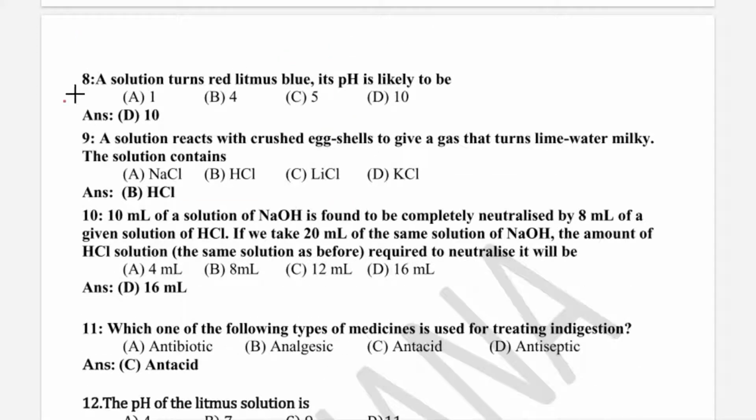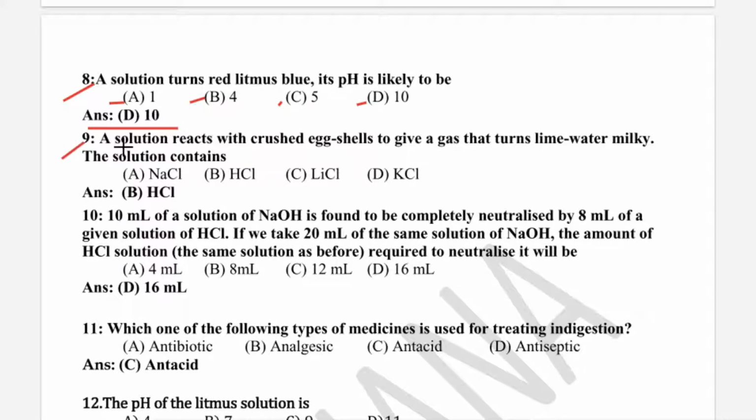Next question. A solution turns red litmus blue. Its pH is likely to be. We can see the options here. Option A 1, B 4, C 5, D 10. If a solution turns red litmus to blue, its pH is likely to be. Here the option will be option D, 10 is the correct one here.